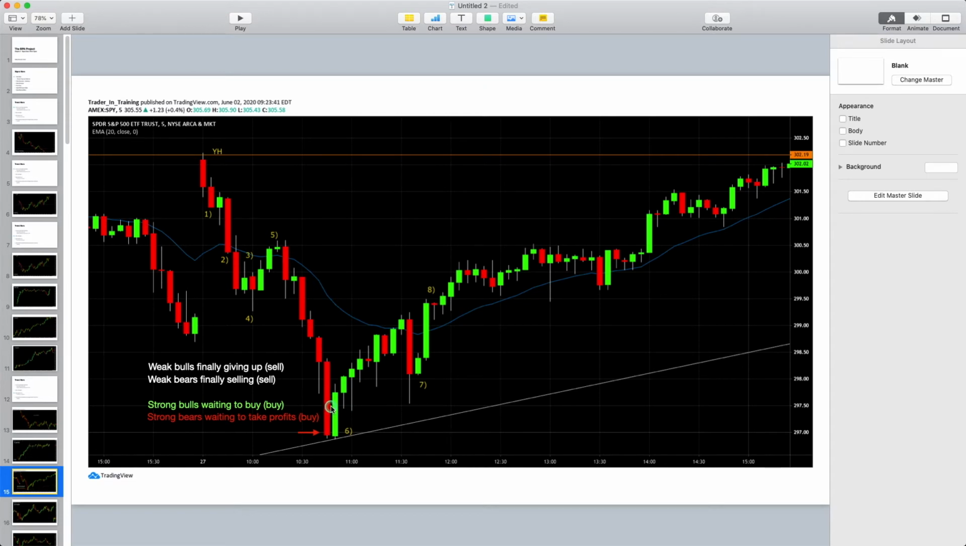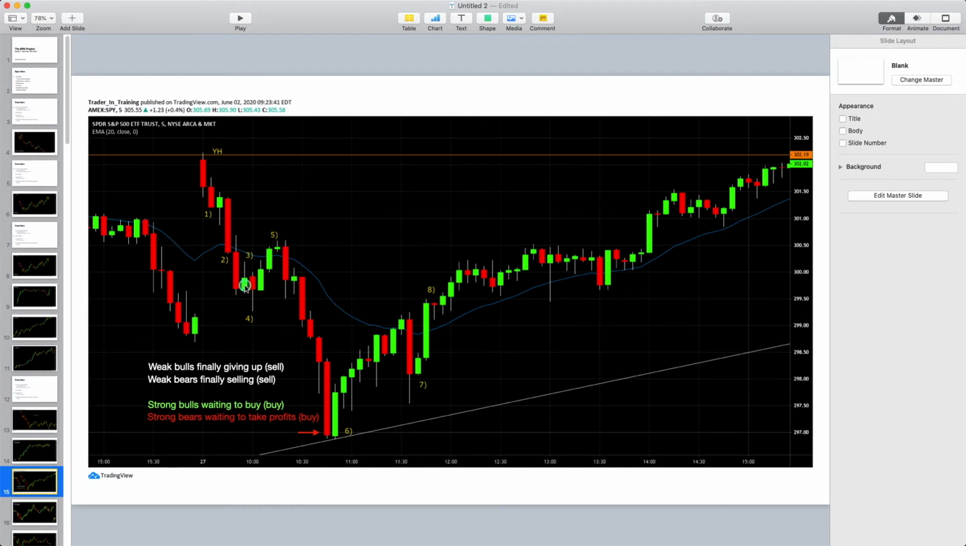Normally you'd expect strong bears to be selling high at a premium because they get the best price to sell up here. So if there's a large trend bar late in a trend, it's usually a combination of weak bulls who are finally giving up. So bulls who bought all the way down, they're finally all just dumping and giving up. It's a combination of them and also weak bears finally selling.